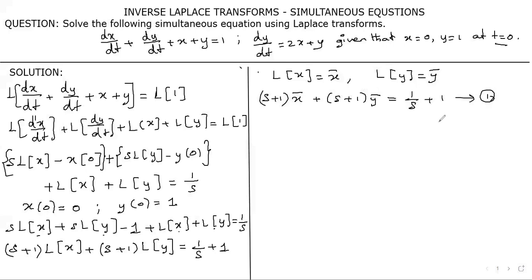And this is our first equation. Now let us go with the second equation. It is given as dy over dt equals 2x plus 1. Now we shall apply Laplace on both sides.